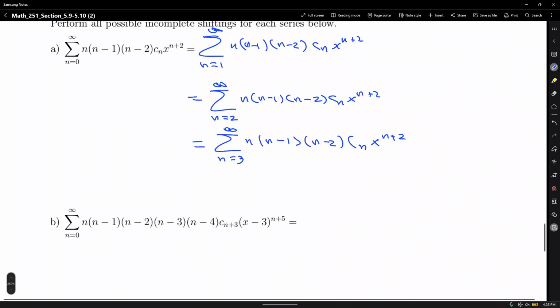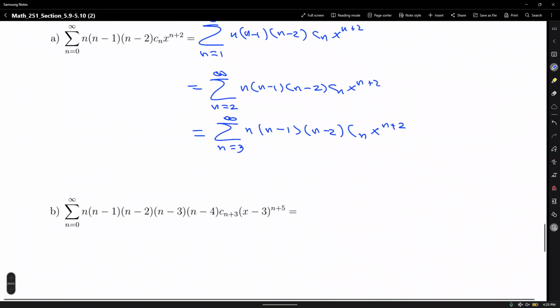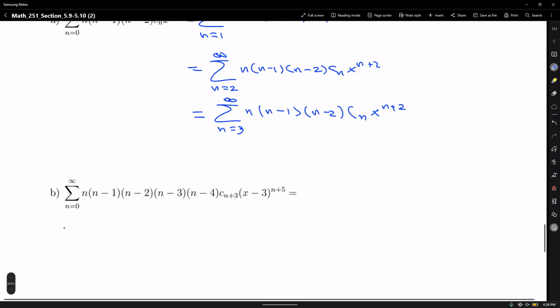What about the next example? Sigma n equals 0 to infinity of n times (n minus 1)(n minus 2)(n minus 3)(n minus 4), c sub n plus 3, (x minus 3) to the n plus 5. All right? Don't even look at the c, don't even look at the (x minus 3) power. Focus on the coefficients n minus 1, n minus 2, n minus 3, n minus 4. If I start the series at n equals 0, do you think this will be exactly the same as the summation at n equals 1? Because at 1, 1 minus 1 is going to be 0. I'm not going to write the whole thing here, right?